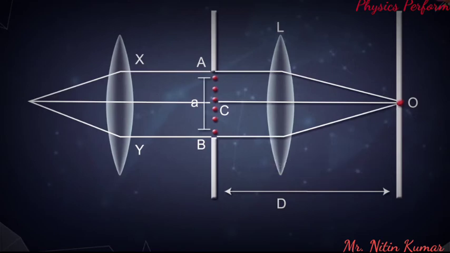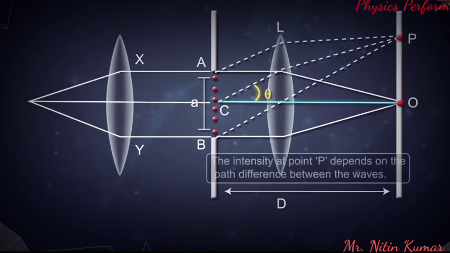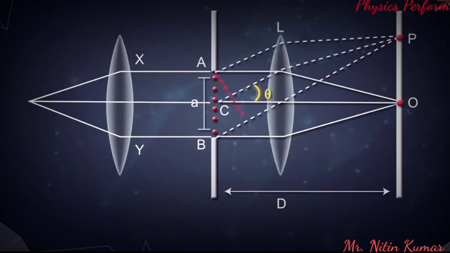Now consider an arbitrary point P on the screen. All the secondary waves from the slit AB make an angle theta with CO and reach the point P. The intensity at point P depends on the path difference between the waves. Now let us draw a perpendicular AN from the point A to this ray diffracted from B. Now the distance BN gives the path difference between the secondary waves from A and B reaching point P.